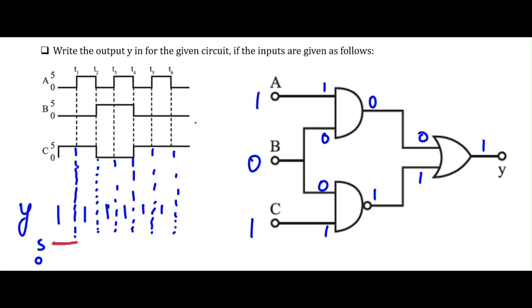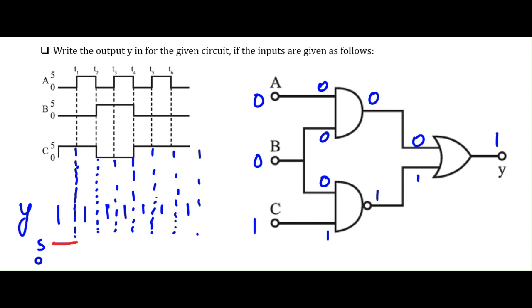Let's check for the last one. So for the last one, beyond T6, A is 0 and B also 0 and here C is 1. So 0, 0 will be 0 here, 0, 1. This will be 1 here, 0, 1. This will be 1 here. So at the end, we have the final output as 1.